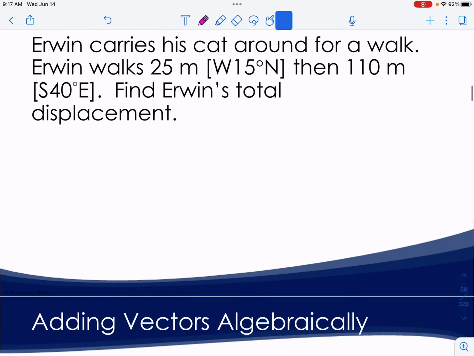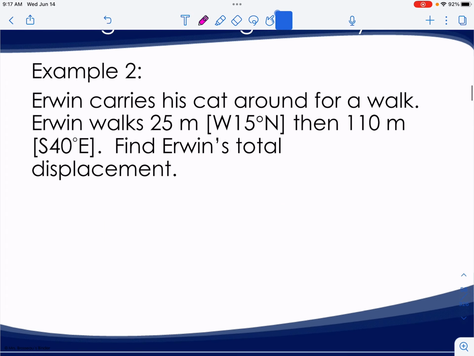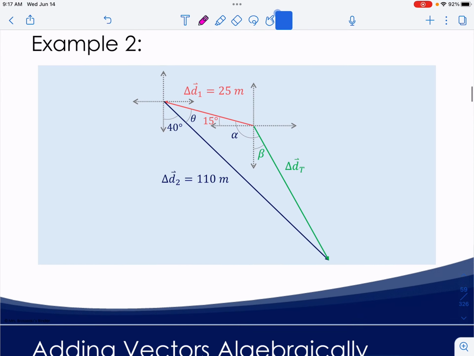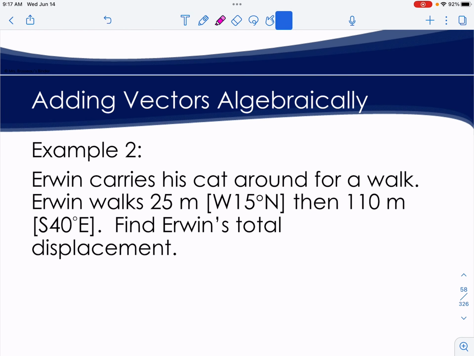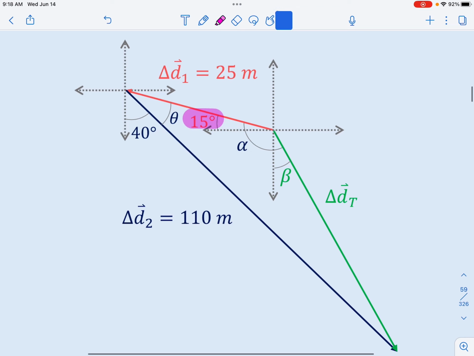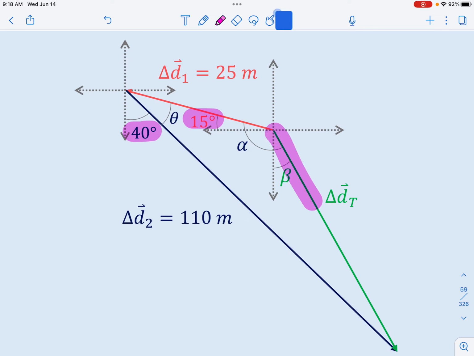Find Erwin's total displacement. So here we have Erwin walked 15 degrees west, 15 degrees north. Okay, so that would be here. 15 degrees west, north, right? And then after that, he walked south 40 degrees east. So here's south 40 degrees east. So he goes like this, and then he went like this, right? So the green is our resultant vector. So this right here is our resultant vector.